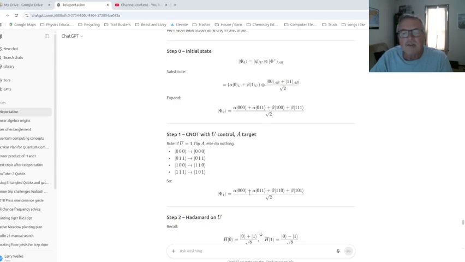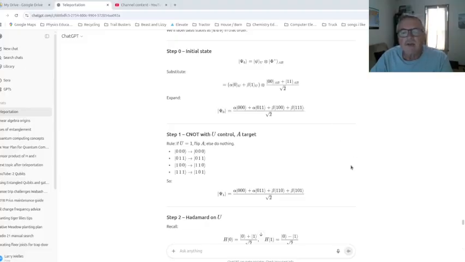Compare this line with this line. First term is the same. Second term is the same. Third term is different. That's the bit flip. Fourth term is different. That's the bit flip.